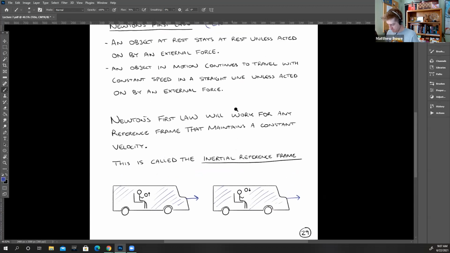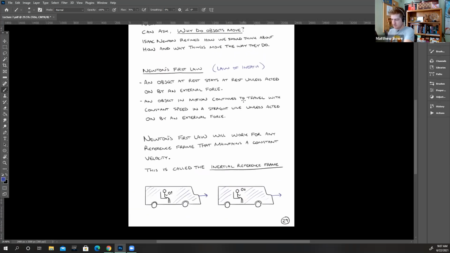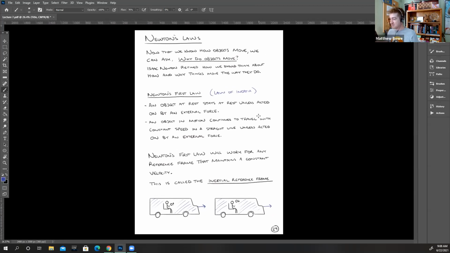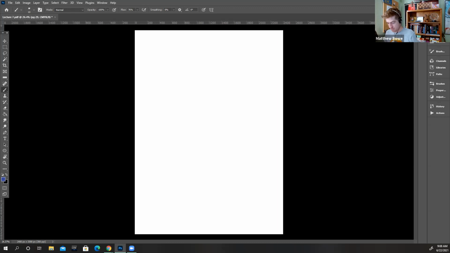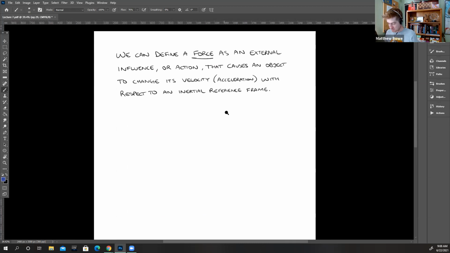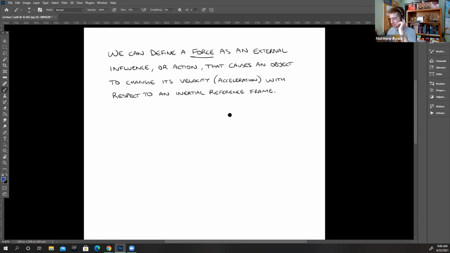Next up, what can we define? Something's not going to move unless it's acted upon by a force. Well, we also need to define what a force is. So we can define a force as an external influence or action that causes an object to change its velocity. And I just put a little reminder right here that changing your velocity is an acceleration.